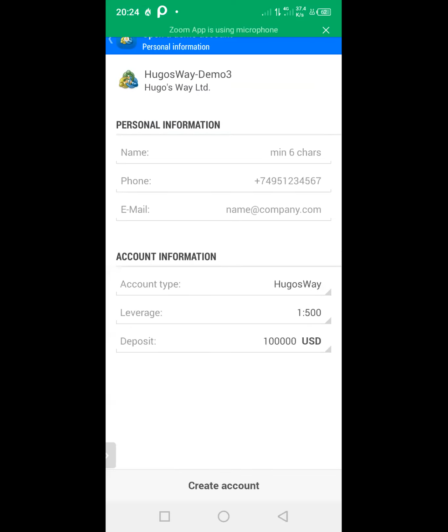Create account. Fill those details quickly, sir. Your name, your phone number, your email. Yes, I've clicked on it. Fill those details quickly.